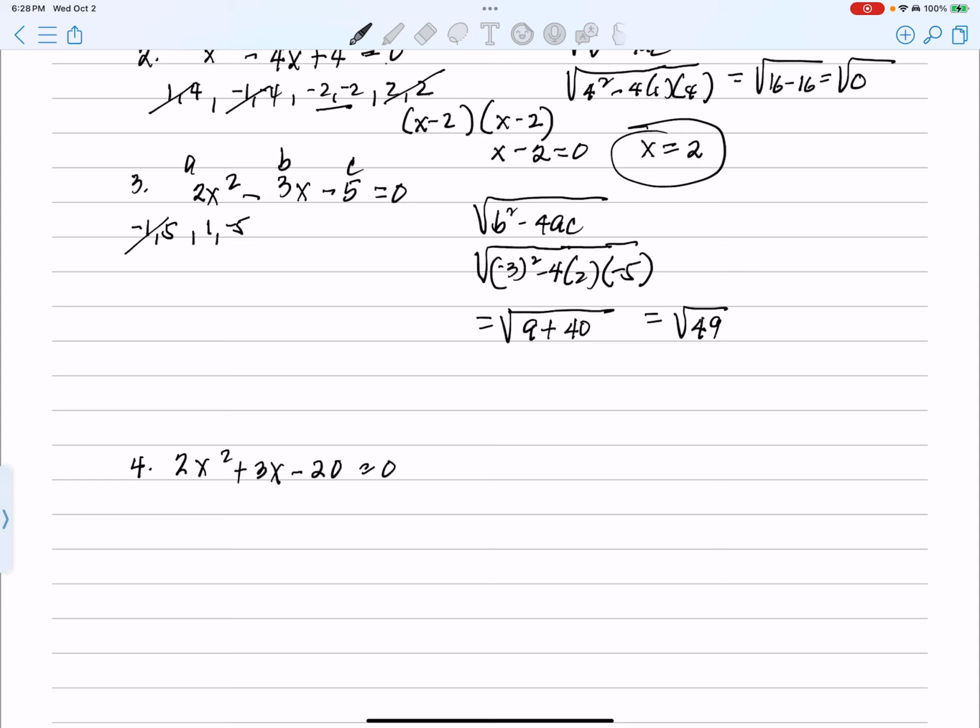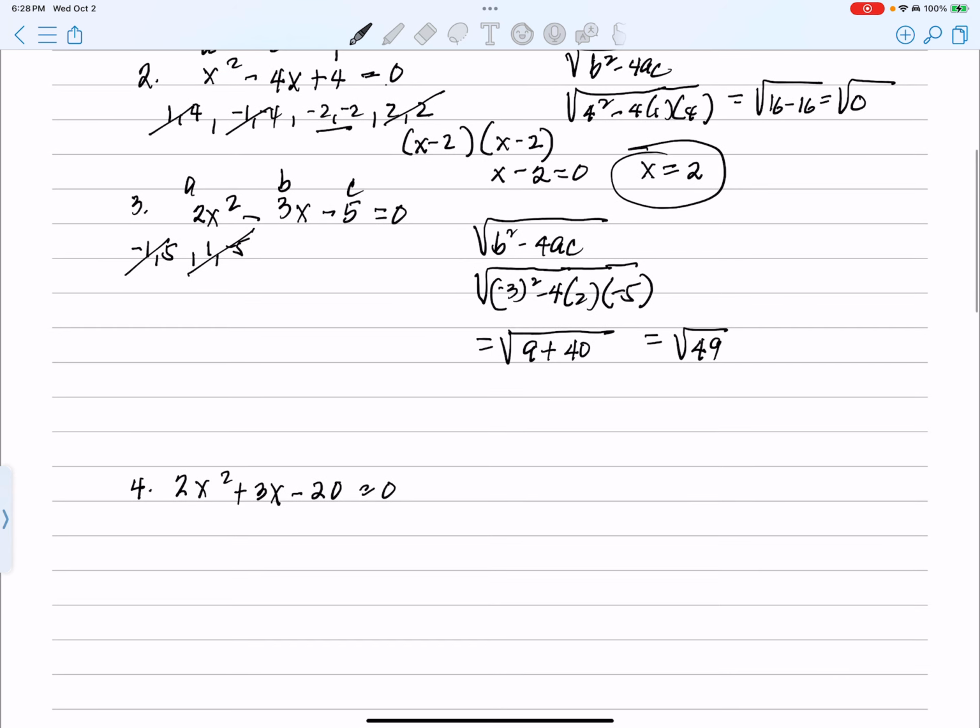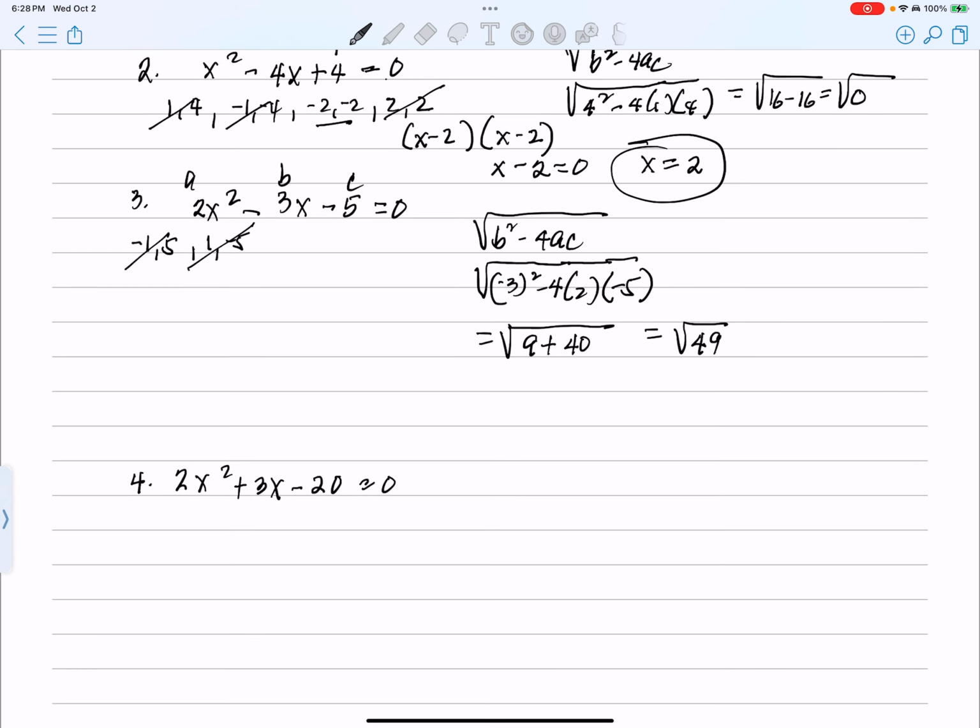When I add 1 minus 5, it will give me negative 4. It doesn't give me negative 3. That means I cannot factor it, or find the value by factoring. So this time, I'm going to use the quadratic formula.